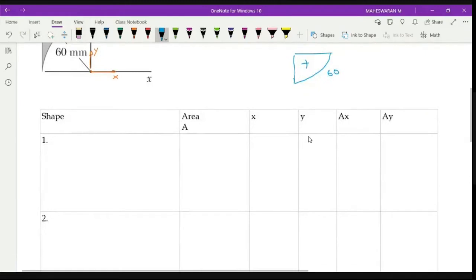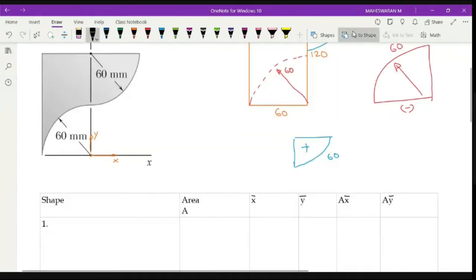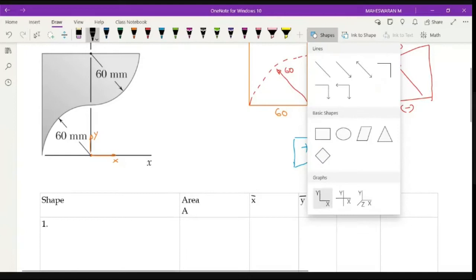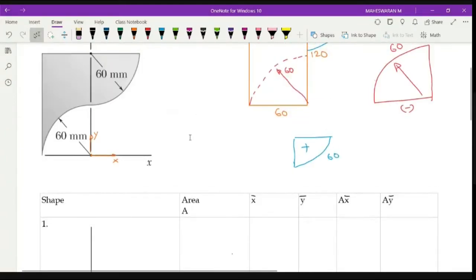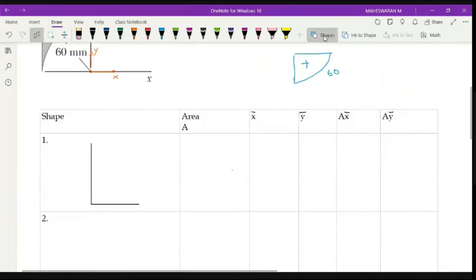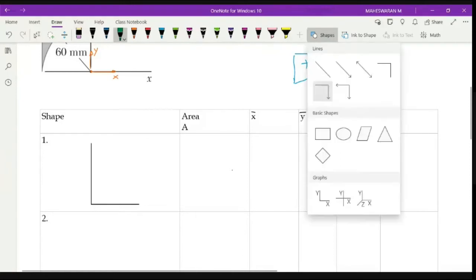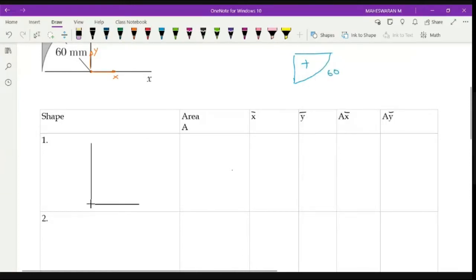Okay. So I made a tabulation here, right? So this is my tabulation with respect to that. This is my x bar, this is my y bar, A x bar, and A y bar, right? Everything is here, so we will put in one by one. First I have to draw my axis. So my axis is here. My rectangle is on the other side. So the rectangle is here, like this.